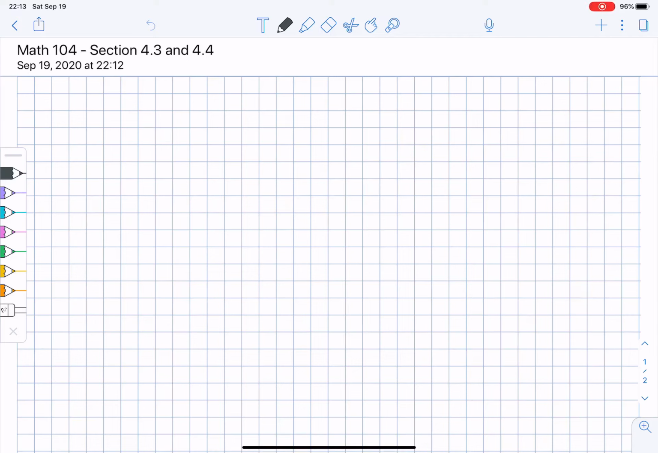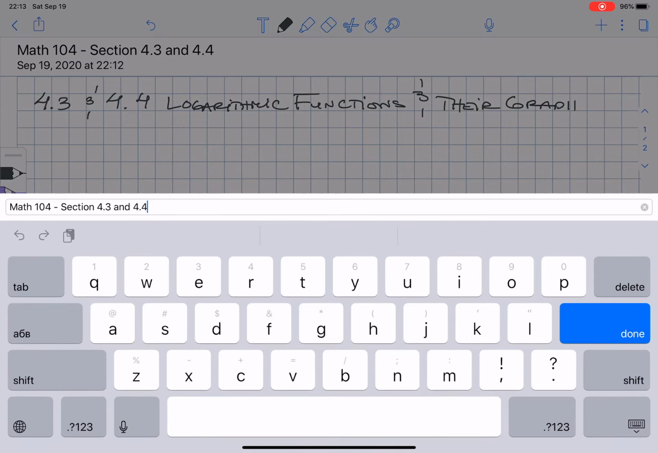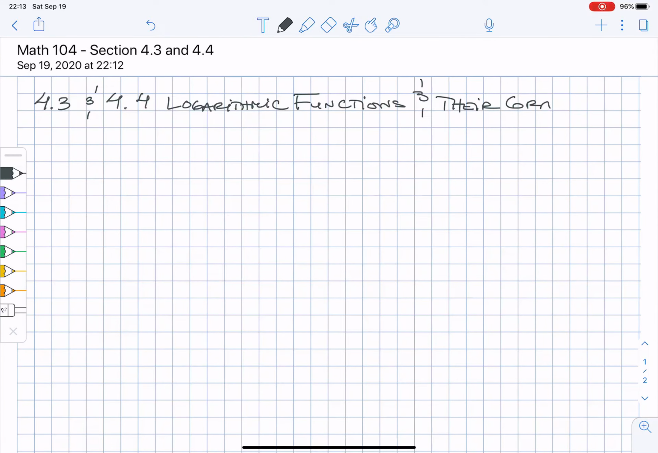Okay, so welcome to section 4.3 and 4.4, logarithmic functions and their graphs.